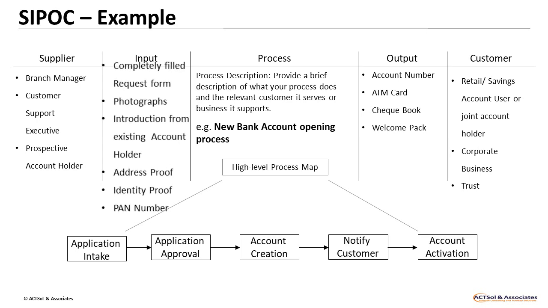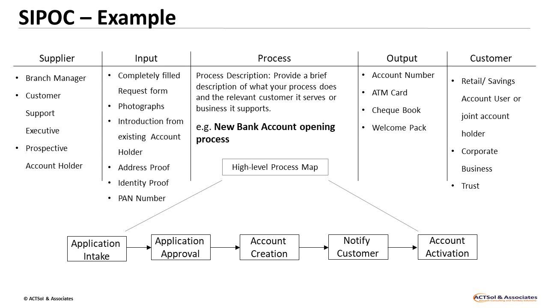Look at the input column. The inputs required to initiate the process are the completed application form, photographs, address and identity proof, the PAN, permanent account number, etc. Now look at the suppliers column. They are the individuals opening the account, the joint account holders, the relationship manager who coordinates with the client or customer support, etc.